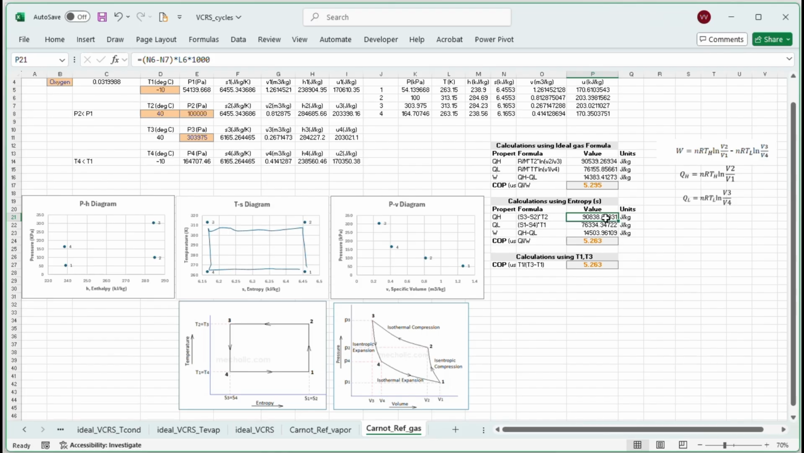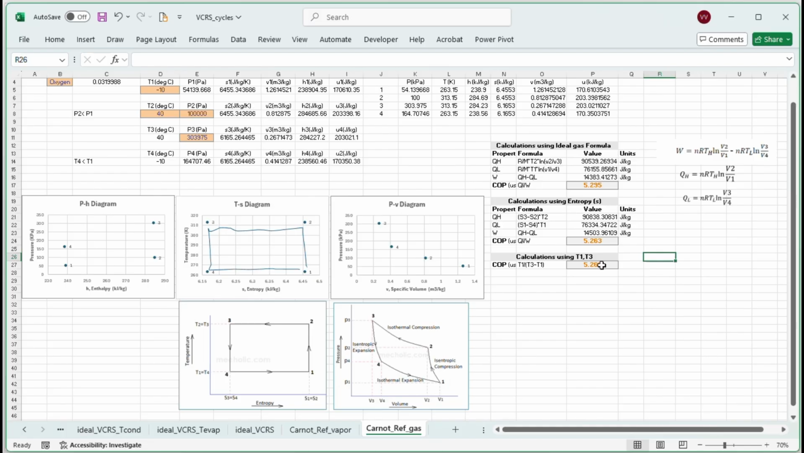So you get a certain QH and a certain QL the same way here. And W is just the area inside this rectangle. You calculate W, and once you have W, you calculate 5.263 based on Q over W. Okay, basically QL over W, because QL is the amount of heat you're removing. Okay, so if you look at it, it's QL over W.